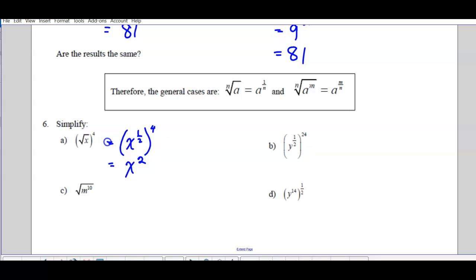Next one's already in power form, okay, exponent of 1/2. So multiply those together. 1/2 of 24 is 12. Okay. Here, this one got m to the 10, and then we're square rooting it, which is like an exponent of 1/2. Multiply those together.